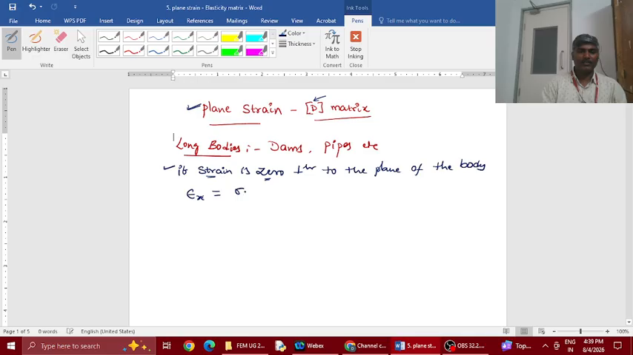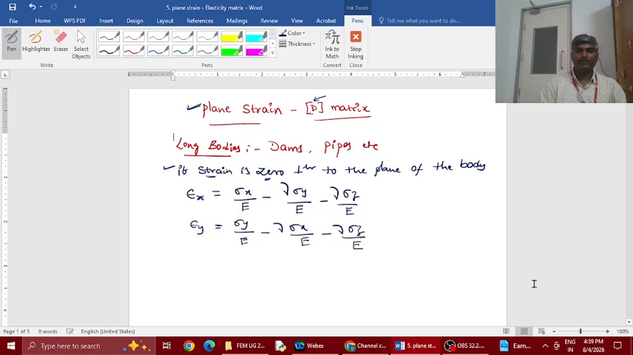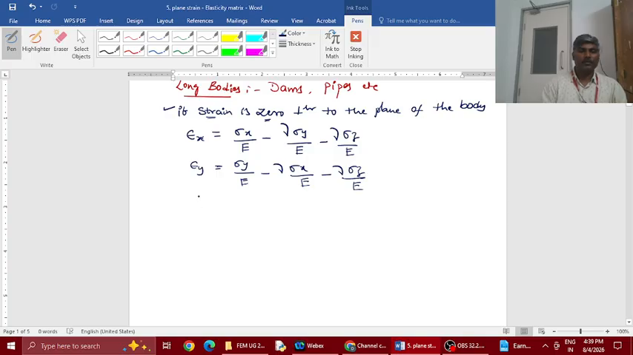Let us consider the strain in x direction. That is epsilon x equals sigma x by E minus nu sigma y by E minus nu sigma z by E. Epsilon y, that is strain in y direction, equals sigma y by E minus nu sigma x by E minus nu sigma z by E. Strain in z direction, epsilon z equals sigma z by E minus nu sigma x by E minus nu sigma y by E. Because of stresses in three directions x, y, z, we have these strains in x, y, z directions.